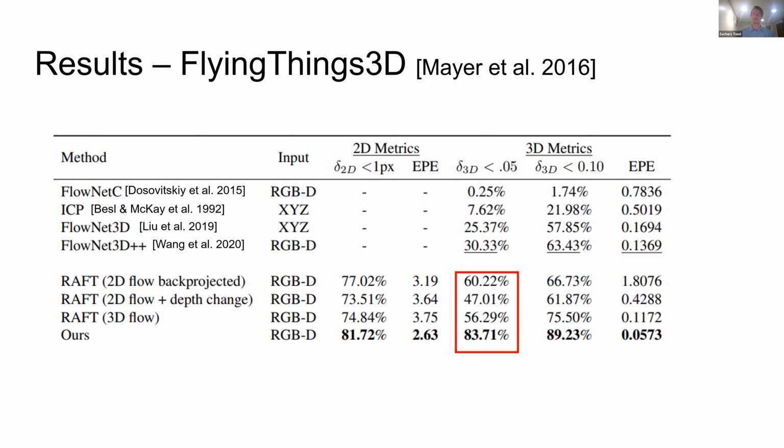And the reason for this is that this 3D transformation field, since it's piecewise constant, is a much more structured representation to reason over, as opposed to optical flow, which is piecewise smooth.